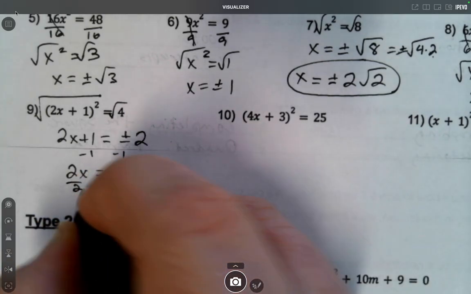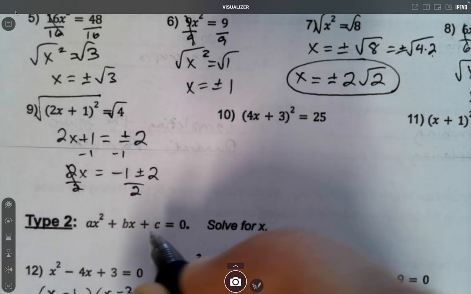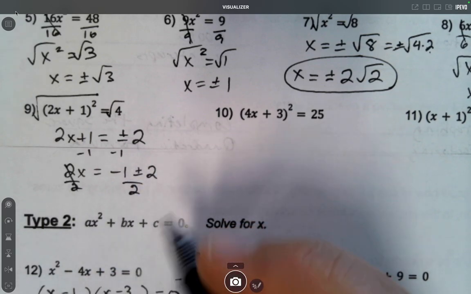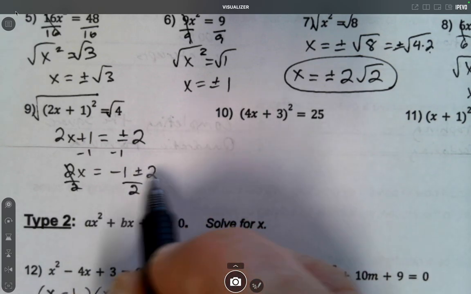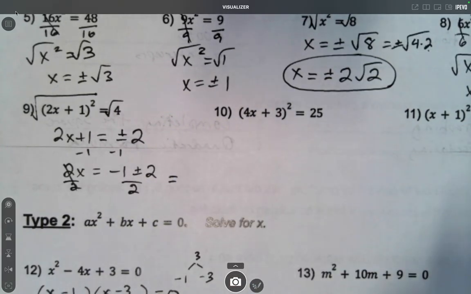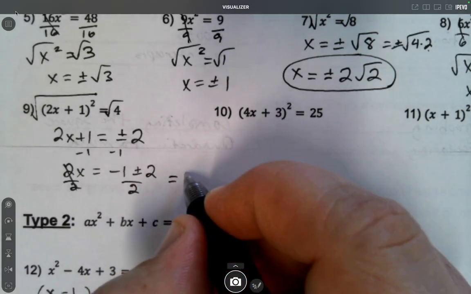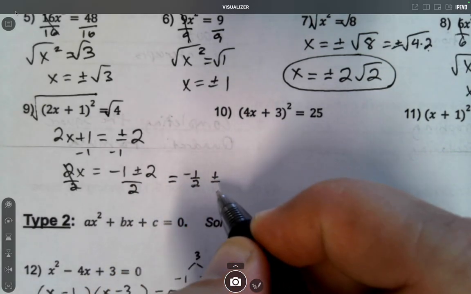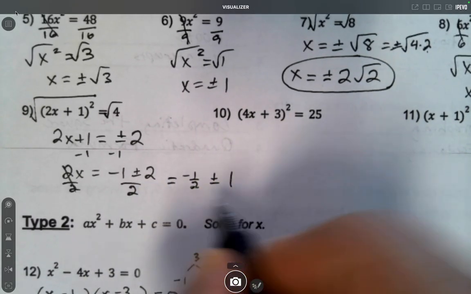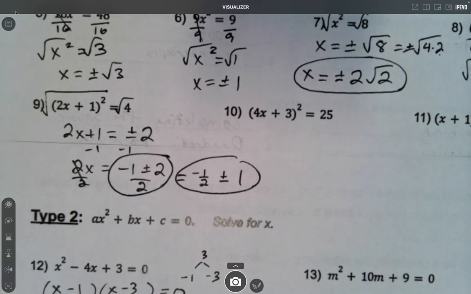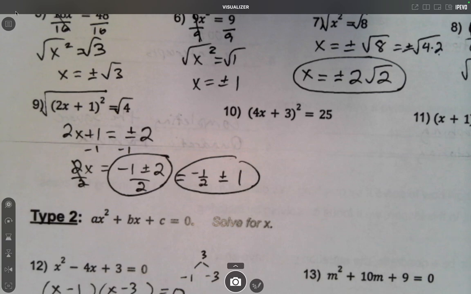And then I'll divide both sides by 2. So I would accept this answer, negative 1 plus or minus 2 over 2. That's a good answer. You could also, if you want to, split this up in two pieces and say negative 1 over 2, so negative 1/2, plus or minus 2 over 2, which is 1. So I am content with this answer and this answer. Either one would be accepted.